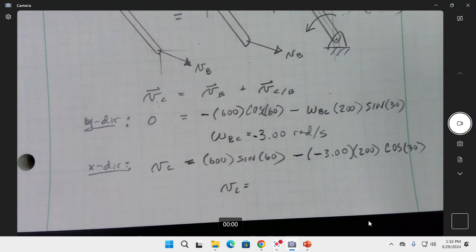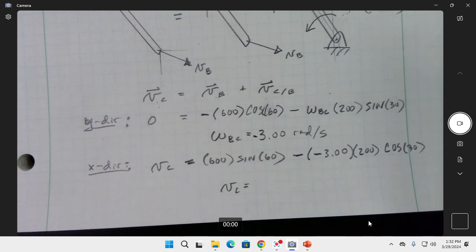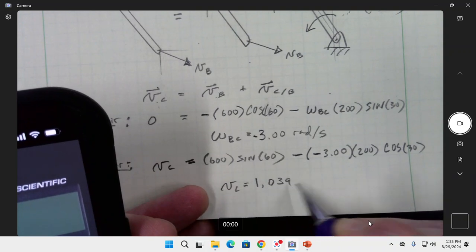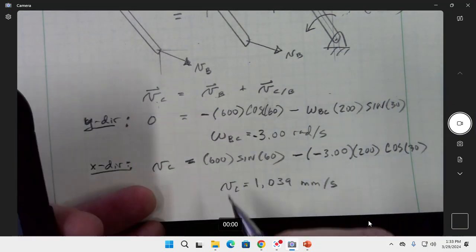So it's 600 times the sine of 60, which I don't have memorized. That's like 519.6. But now we're going to minus, so we're going to add. So that's going to be 600 times the cosine of 30, times, so plus. All right, so we get 1,039 millimeters per second.